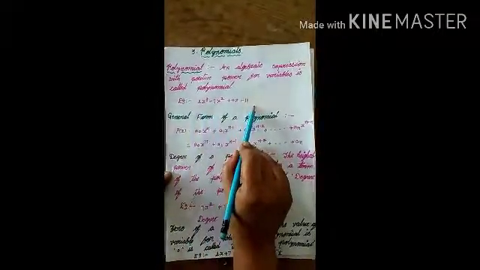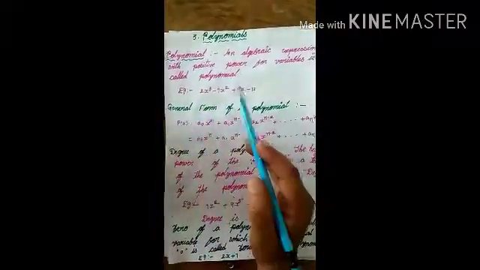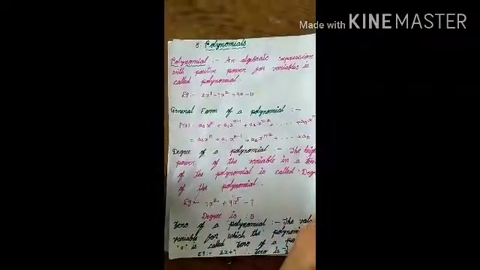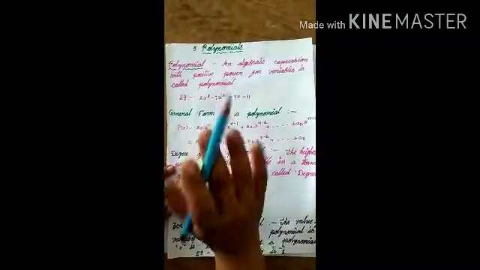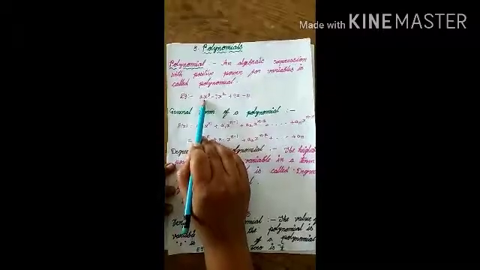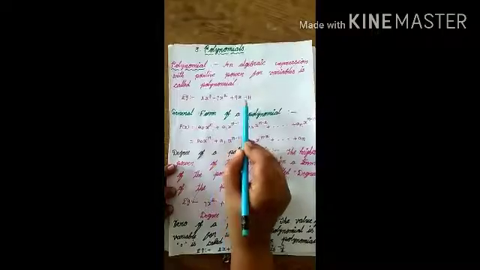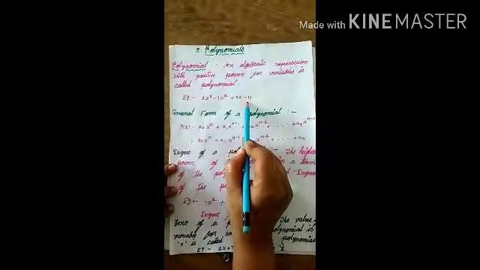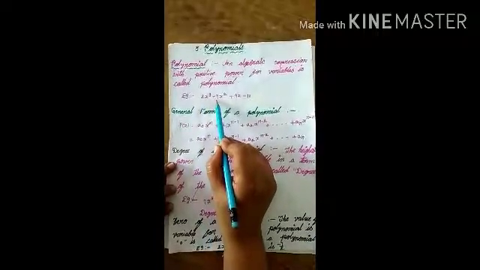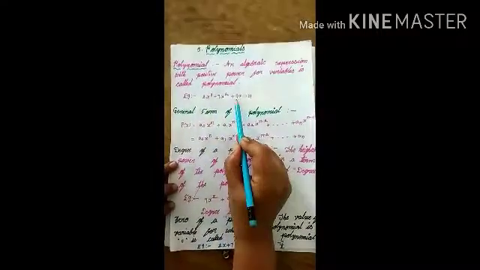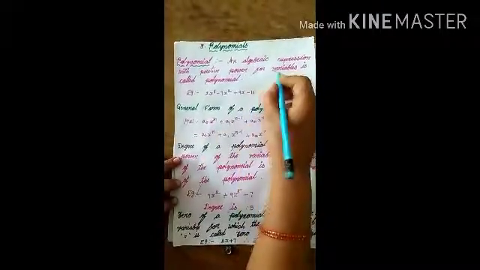It contains 4 terms. Already we know plus and minus symbols divide the terms. Here in this polynomial, 4 terms are there. First term 2x cube, second term minus 7x square, third term plus 9x, fourth term minus 11. So x cube coefficient 2, x square coefficient minus 7 and x coefficient is plus 9 and constant term is minus 11.